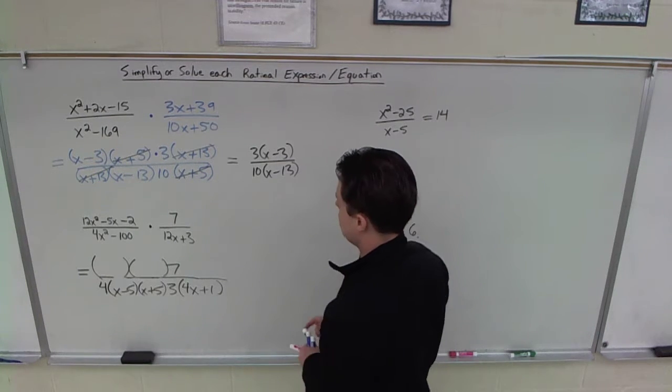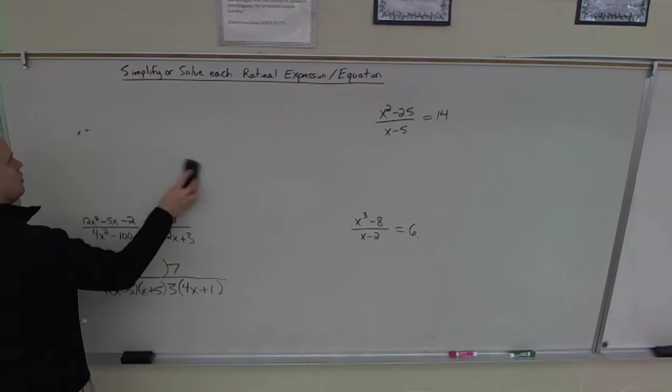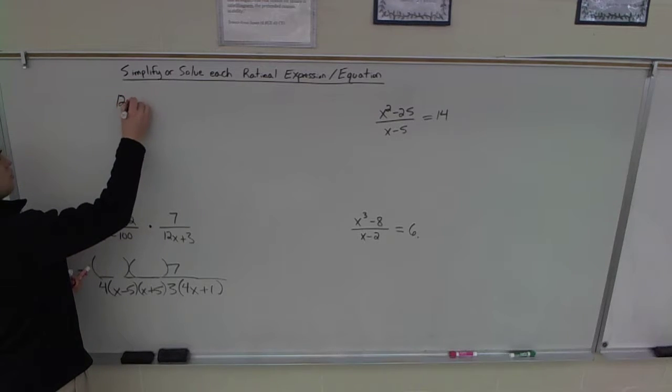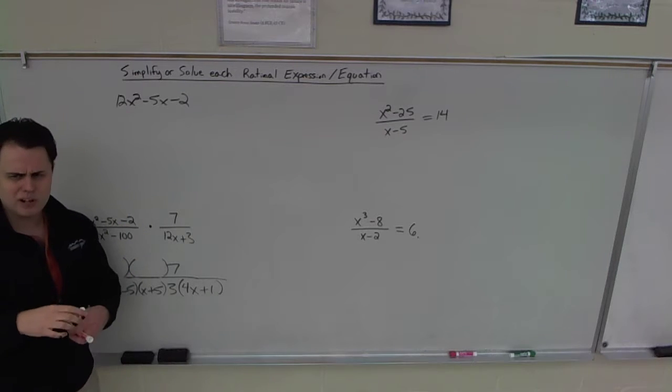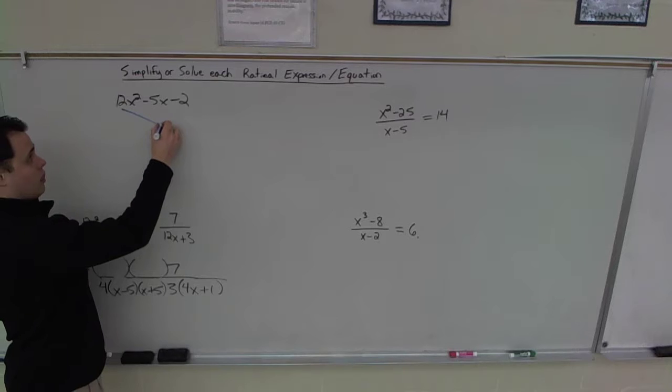I'm just going to do it right over here on the right. Or no, let's do it on top. We can just move this guy. We're done. Let's do it on top. So review of how to factor this thing: 12x squared minus 5x minus 2. What do I do first to factor this? Multiply the 12 to the 2.